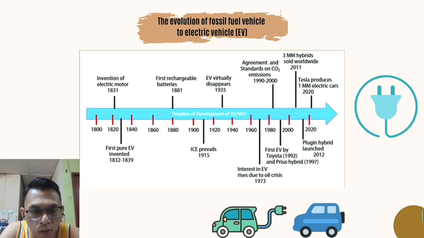in 1973, the agreement and standard on carbon dioxide emissions from 1999 until the 2000s, the first electric vehicle (EV) by Toyota in 1992 and the Prius hybrid in 1997. Three million hybrids were sold worldwide in 2011. Then the plug-in hybrid was launched in 2012, and most recently, Tesla produced one million electric cars by 2020.